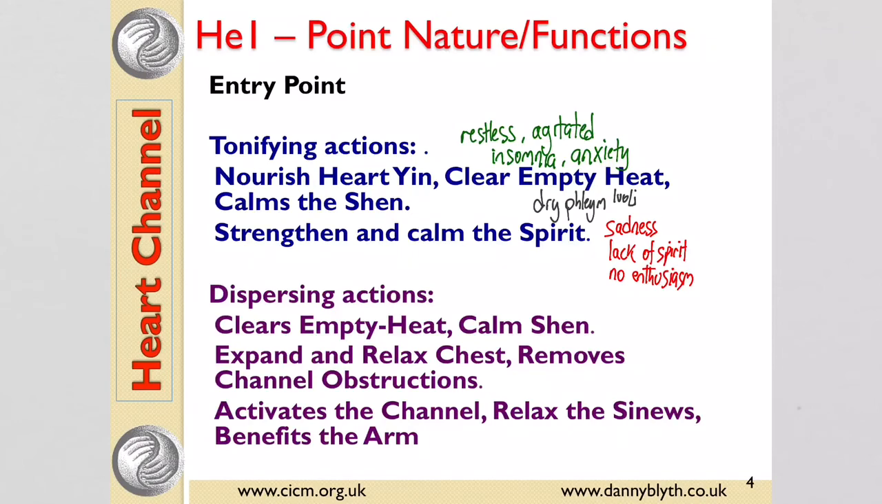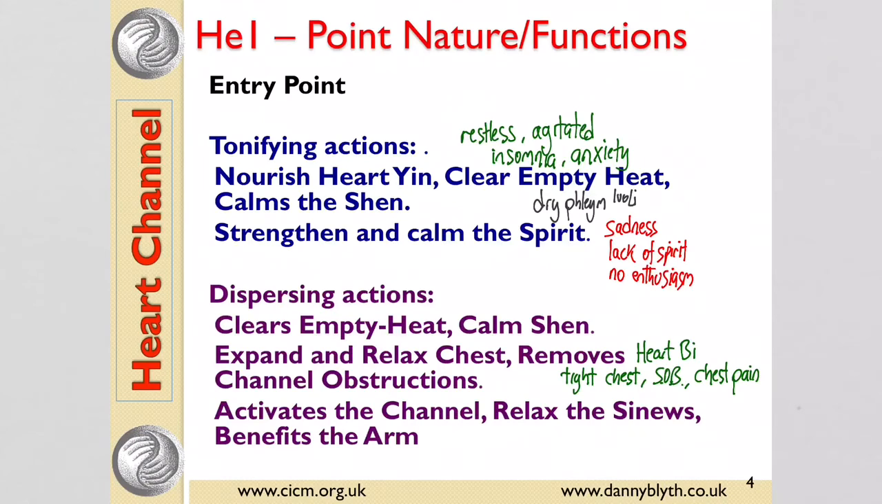Dispersing actions: it clears empty heat, as we said above. It expands and relaxes the chest and removes obstruction from the channel. So as the first point, it can help to flush out the channel and move the chi down the channel. So it gets used for heart bi, obstruction, chest pain, shortness of breath, tight chest, feeling of fullness or distension in either the chest or the rib area.